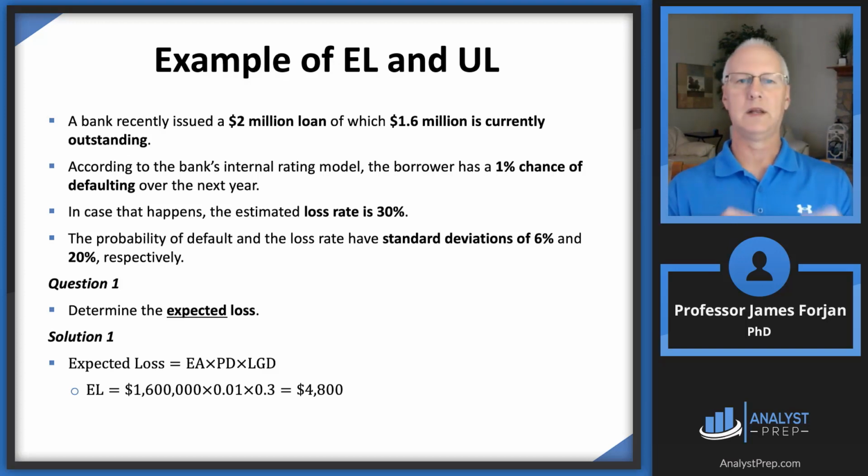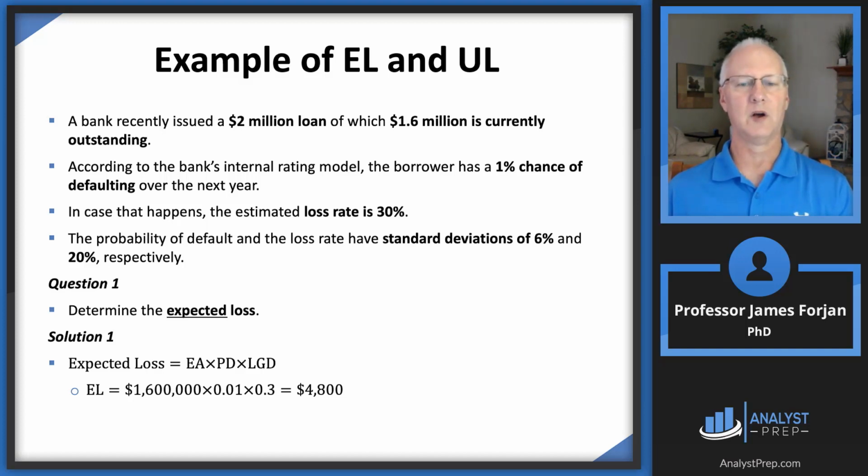Now we quickly did these examples with my son and daughter. Let's do a real live example here. So this might be something that shows up on an exam. $2 million loan, 1.6 is currently outstanding. Of course, what does that mean? That this borrower has paid $400,000 over the time of the outstanding loan, right? So the borrower has a 1% chance of defaulting, loss rate of 30%, and so there are some standard deviations of the probability of default and the loss rate, 6 and 20%.